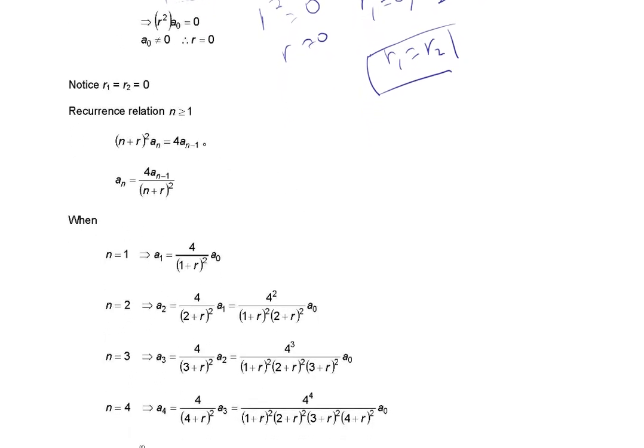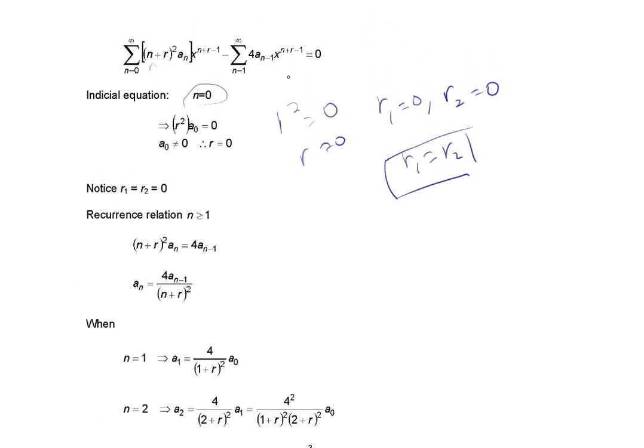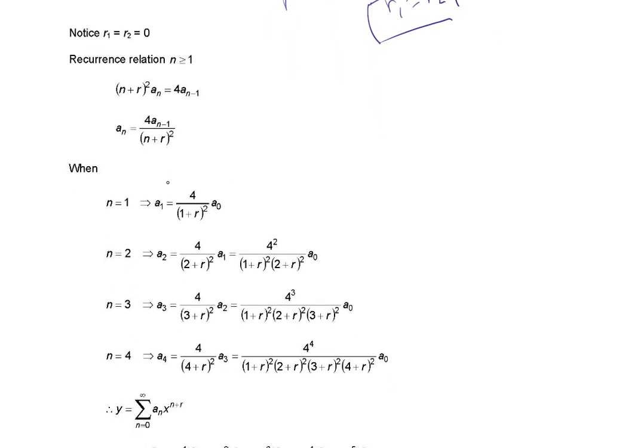Okay, and then again, you have to find the recurrence relation from here. (n plus r) squared a_n minus 4 a_(n minus 1) equals 0, and then you will get a_n equals 4 a_(n minus 1) over (n plus r) squared. After you get the recurrence relation, you can substitute n with 1, 2, 3, and so on, and then you will get a1, a2, a3, a4. And if you notice here, a1, a2, a3 and a4 are all in terms of a naught.